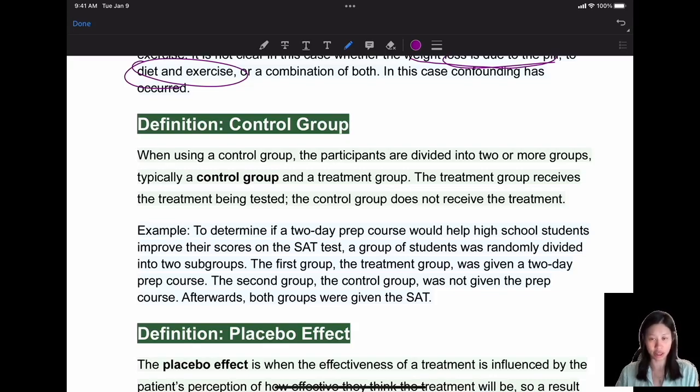When using a control group, the participants are divided into two or more groups, typically a control group and a treatment group. The treatment group receives the treatment being tested. The control group does not receive the treatment.